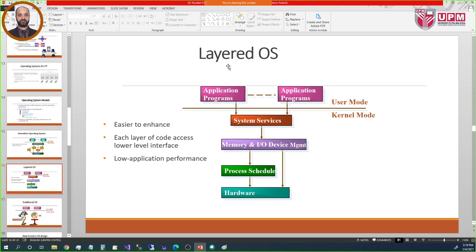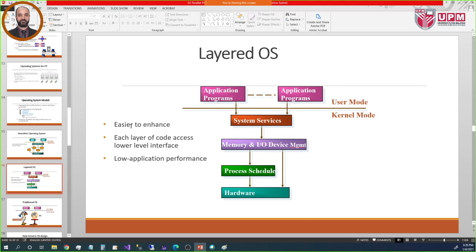We have something called layered operating system. Layered operating systems divide the kernel into multiple layers. The first layer is the hardware, the second layer is the process scheduler, the third layer is the memory and I/O device management, and also another layer called system services. Then after that, we come to the user space, and we can see how the applications can communicate with the system through the operating system.